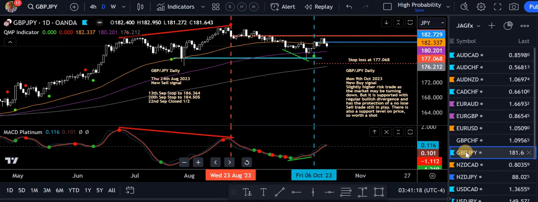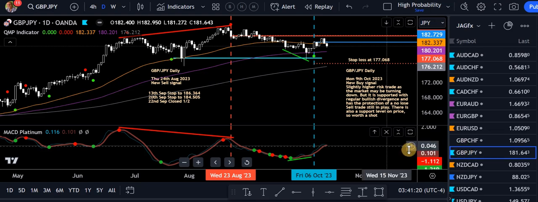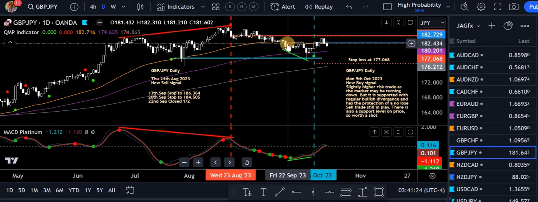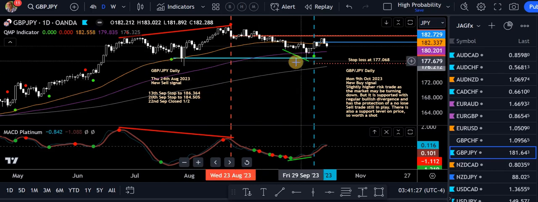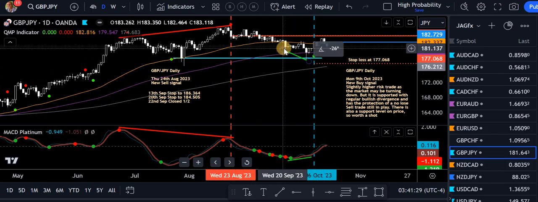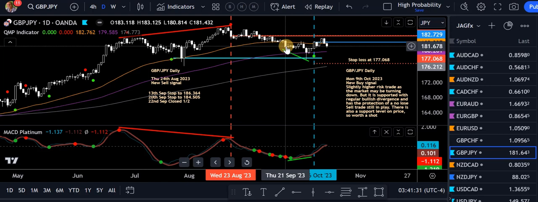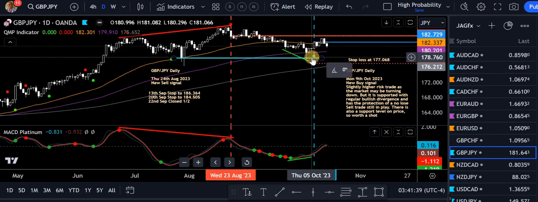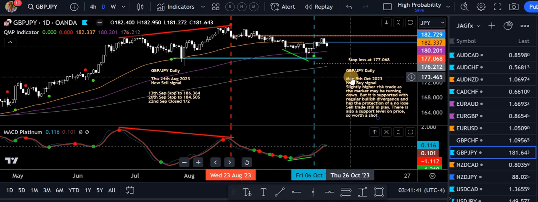Right, pound yen. We're in a sell trade from back here, 24th of August, just going nowhere fast. Closed half. I'd say that'd be in here somewhere, this one. Yeah, 22nd. So that candle got a bit of profit there. Stopped just above the entry level. I can't lose on the sell trade. In the meantime, took a buy trade.